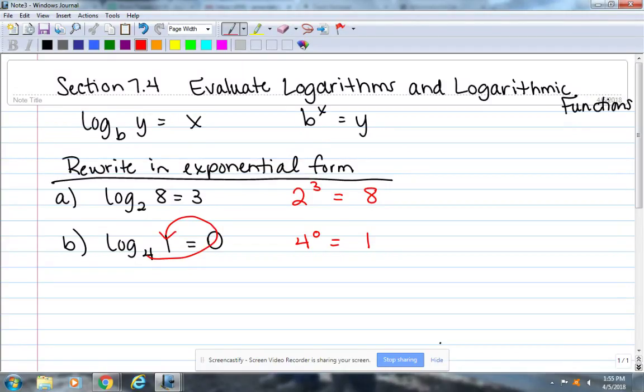Okay. All right. So, is that true? 4 to the 0 power, does that equal 1? It is.